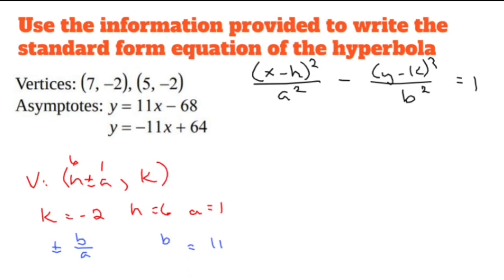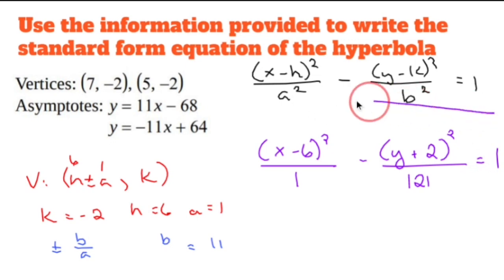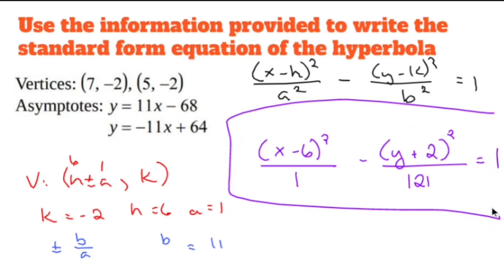So I have all the information that I need to plug in here. X minus h is x minus 6 squared over a squared. A is 1, so over 1. Technically I don't need the over 1, but I committed. Y minus k is y minus -2, so we'll put y plus 2 squared over b squared. B is 11, so 11 squared is 121, and that's going to equal 1. And that's my guy. Dunzo.